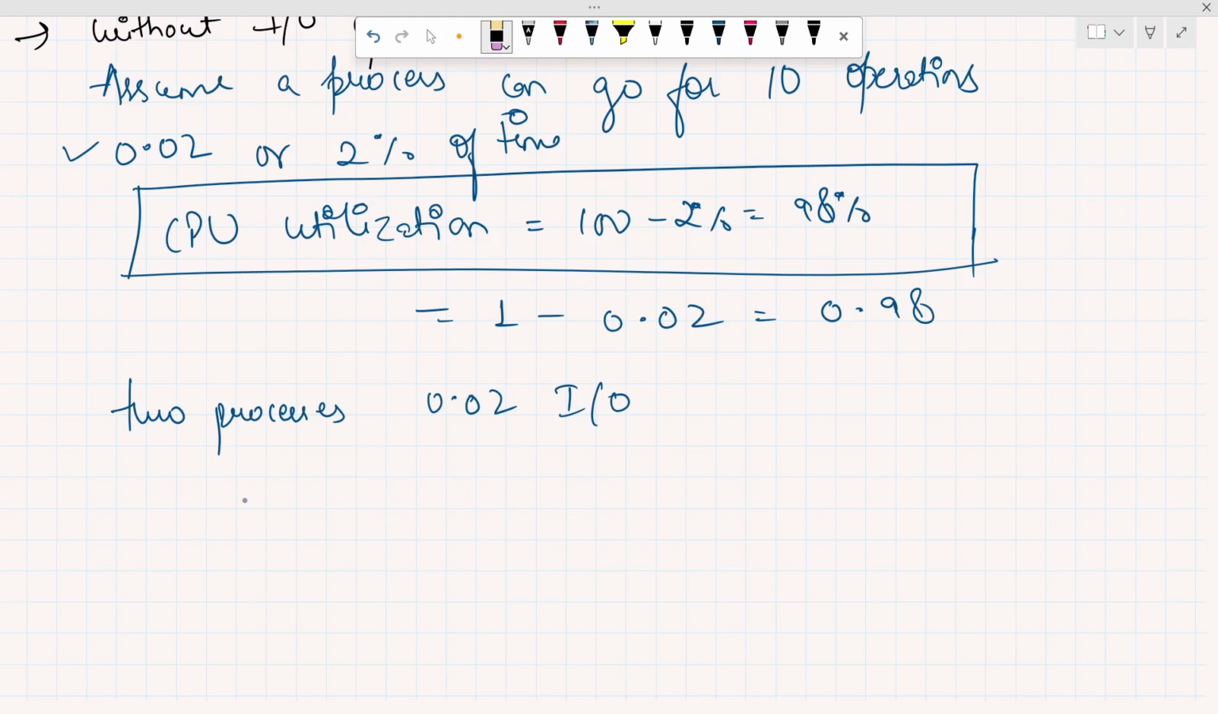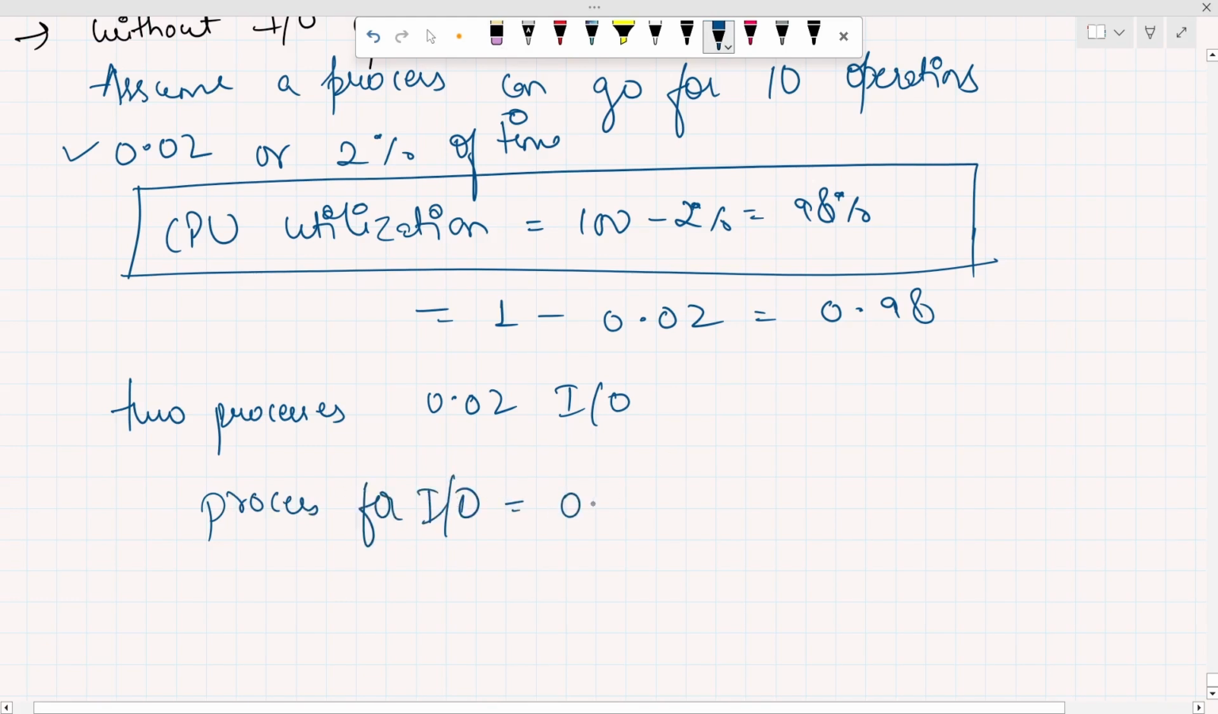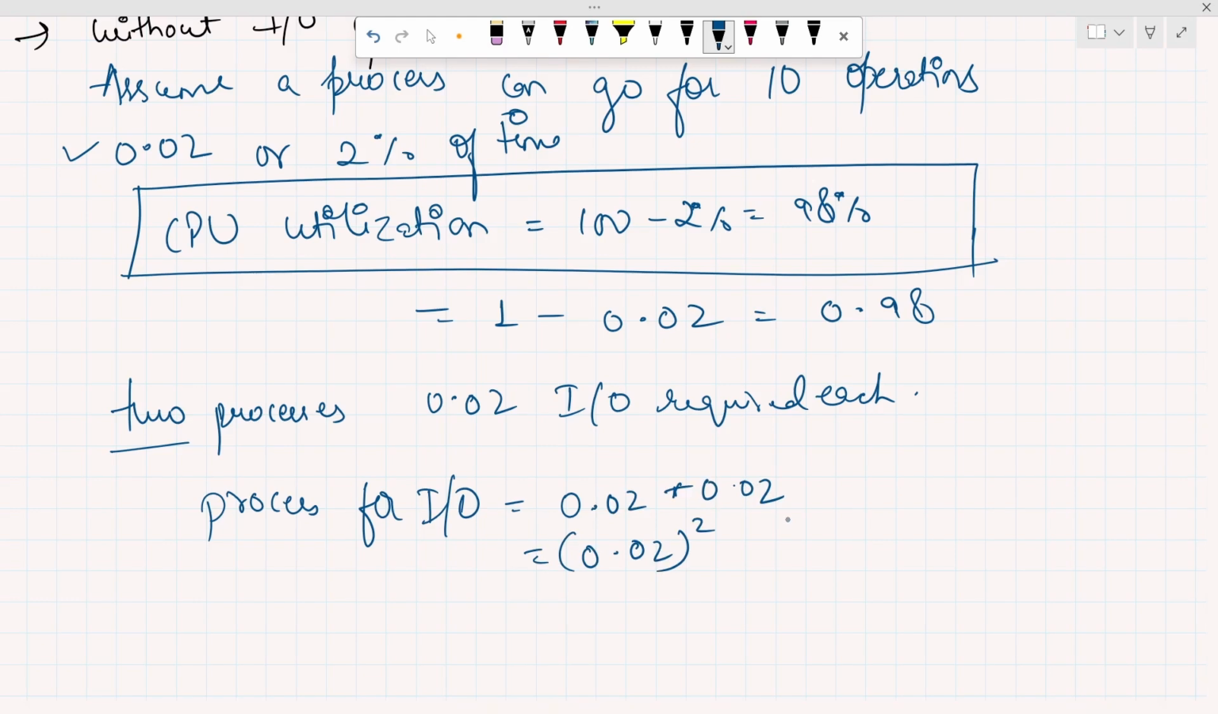What we can say is that the process will go for an IO operation. So we have 2 processes, each requiring 0.02 IO time. One process 0.02, the other process 0.02. So the total IO operation time is 0.02 multiplied by 0.02, or 0.02 squared. Two processes with 0.02 each, so we multiply to find the collective IO operation time.